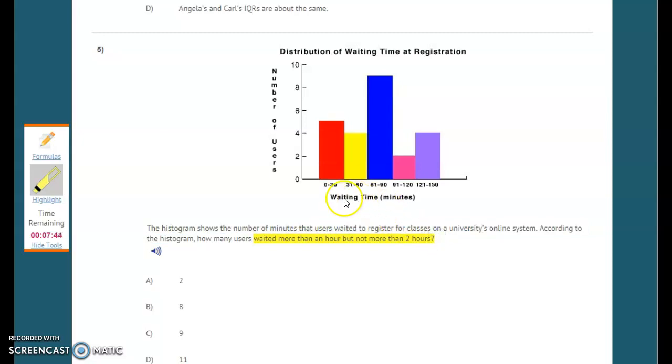So you're going to come up here to your waiting time. It's in minutes. And then you're going to look at your number of users on the side. So your waiting time is in minutes.